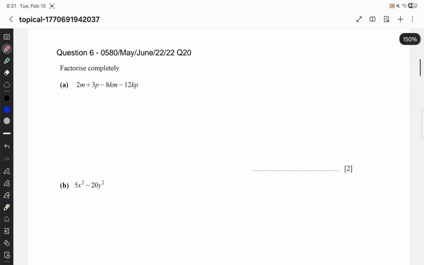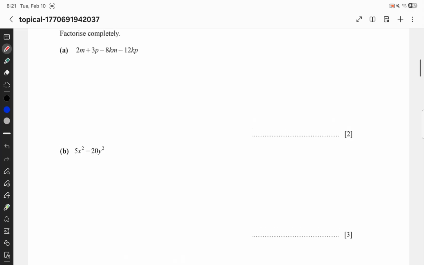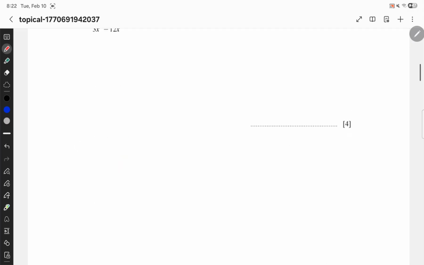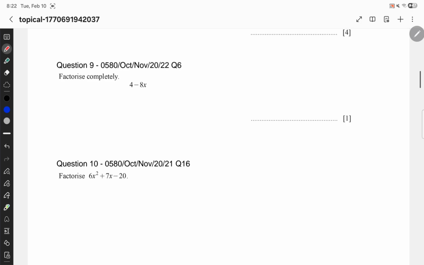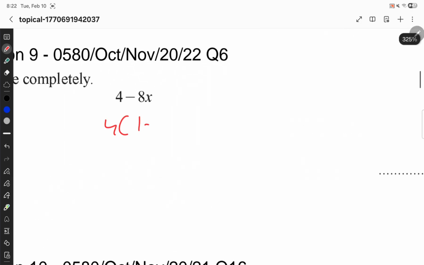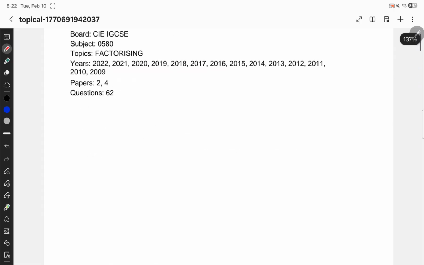Now we'll do just one more and then we move on. Like here we need to factorize. Now we need to take 4 common before we can move on. And like so, they can be as simple as this question alone, for free marks.